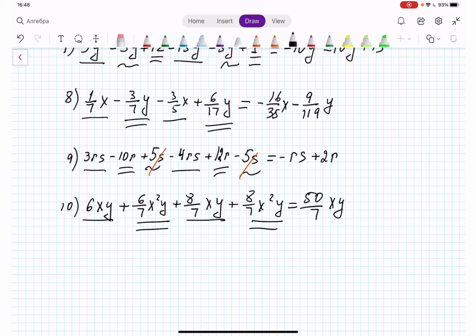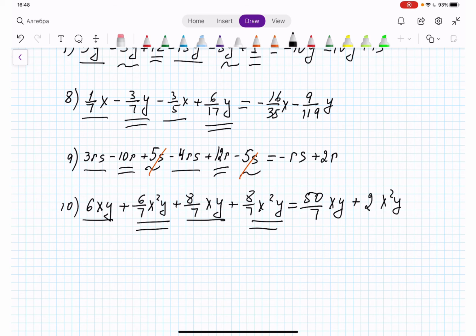Next, what do we have? 6 over 7 x squared y plus 8 over 7 x squared y. The denominator is the same, so all we have to do is 6 plus 8. It's going to be 14 over 7 x squared y. 14 over 7 is 2, so we clean this up and we put 2.